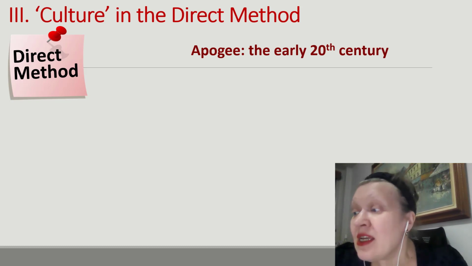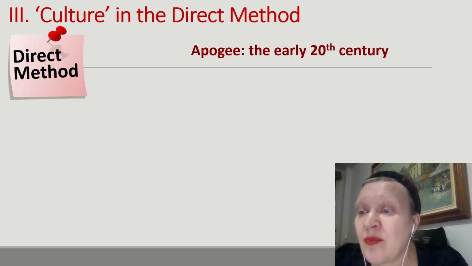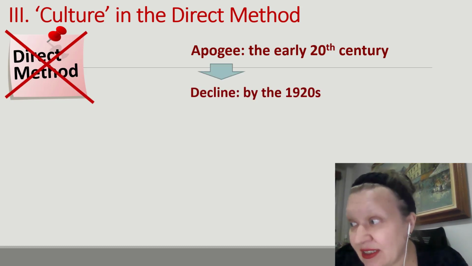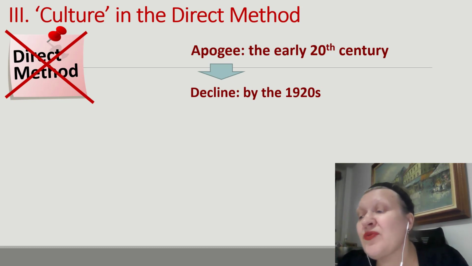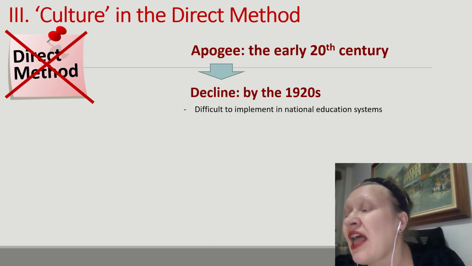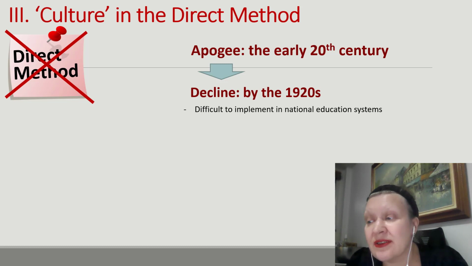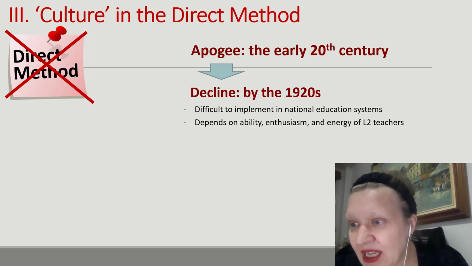The direct method and associated reform movement reached its apogee in the early 20th century. However, despite all the enthusiasm in many countries, the direct method fell into decline by the 1920s. The main reason for that is that the method was very difficult to implement in national school systems in classes of 30-40 students. The method required high professional competency, ability, enthusiasm, and energy from second language teachers.